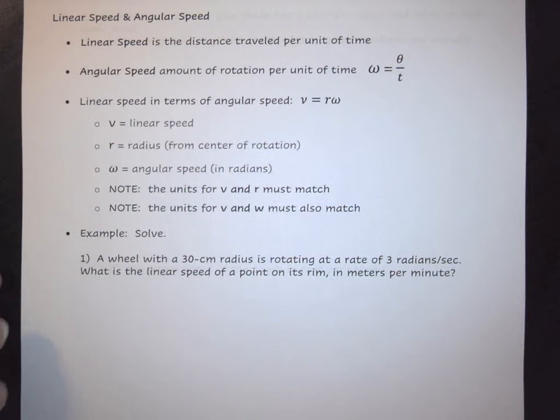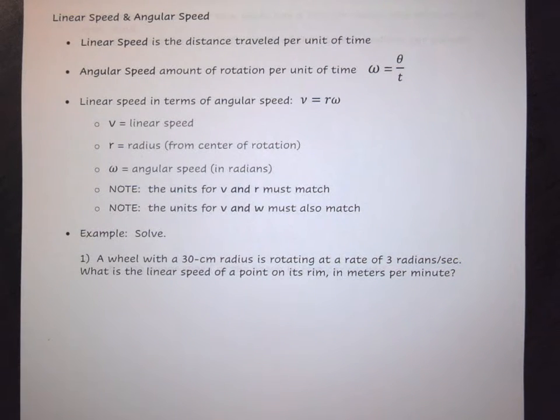In this video, we are going to take a look at 3 examples about linear speed and angular speed. Linear speed is the distance traveled per unit of time, and angular speed is the amount of rotation per unit of time. Both have formulas that we work with, and we talk about linear speed in terms of angular speed, so they go together.